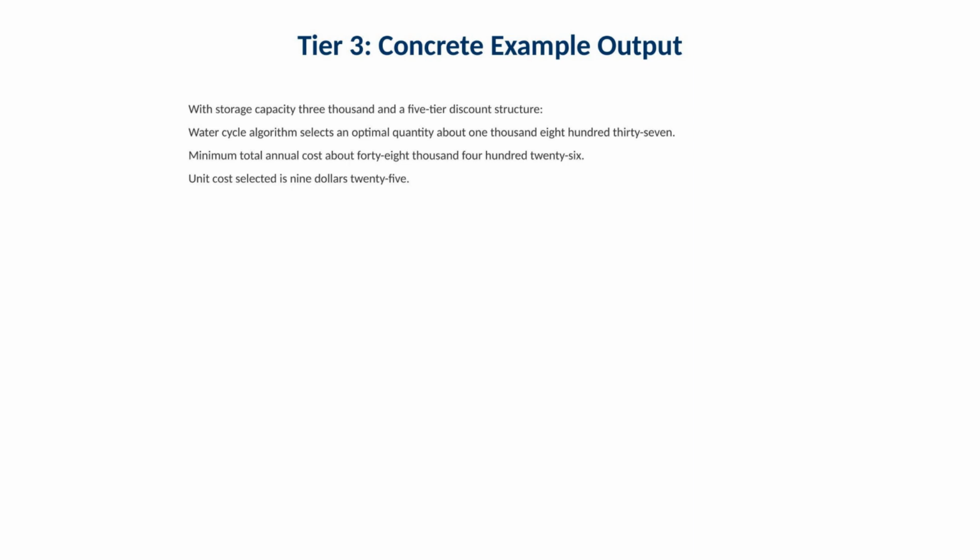This example output shows a constrained case with storage capacity and a 5-tier discount structure. The water cycle algorithm selects an order quantity of about 1,837 units. The selected unit cost is $9.25, and the resulting annual cost is lower than simple tier-by-tier candidates. This demonstrates the value of meta-heuristics under constraints.